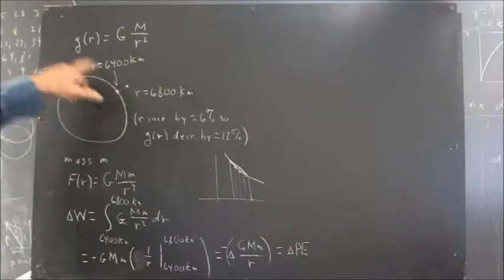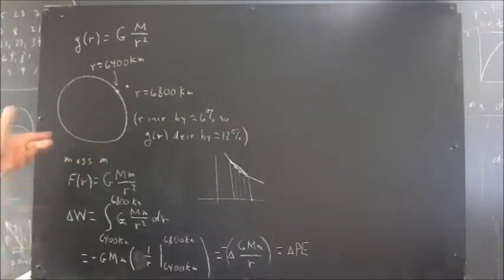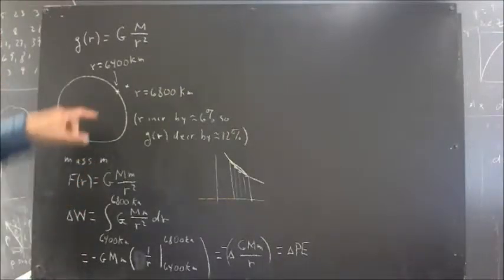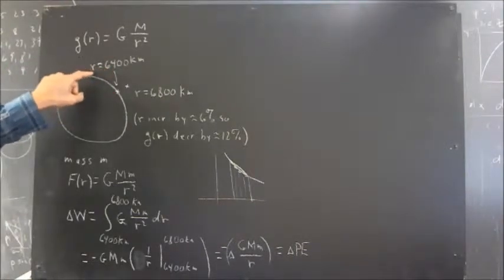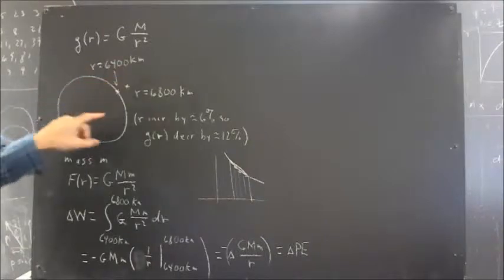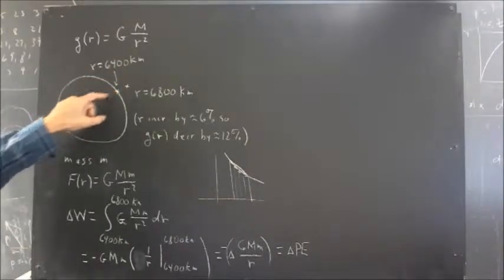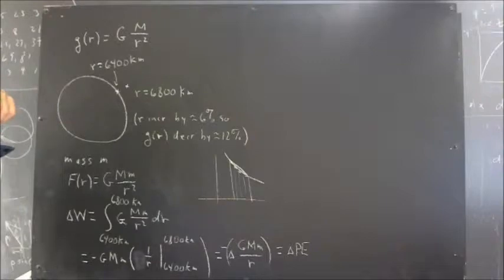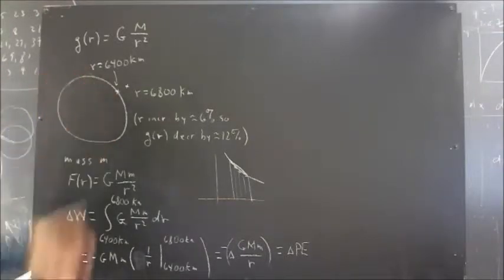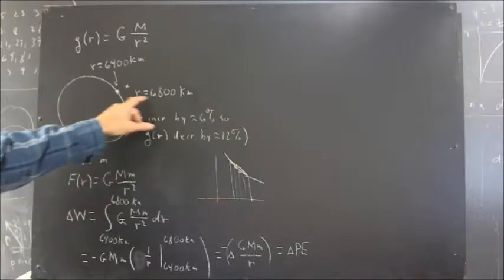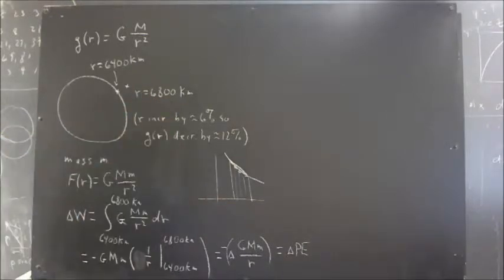The picture here is supposed to depict the Earth. I didn't do a particularly good job of drawing a good circle, but there it is. We're going to move from a point on the surface, and I'll note that at a point on the surface we're at 6,400 kilometers from the center of the Earth. We're going to let R stand for the distance from the center of the Earth. And we move 400 kilometers further away, so we're going to move to R equals 6,800 kilometers.